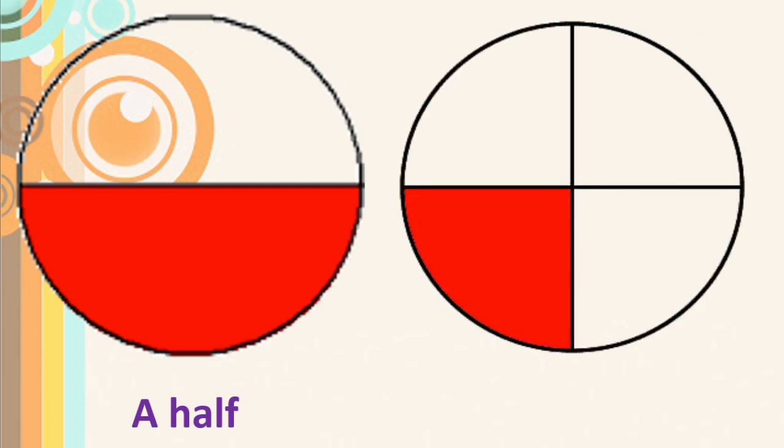See this. Can you tell me how much portion is colored here? Very good. Half portion is colored. Now see this picture. Very good. A quarter portion is colored.